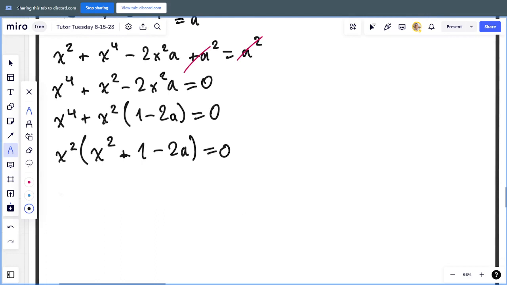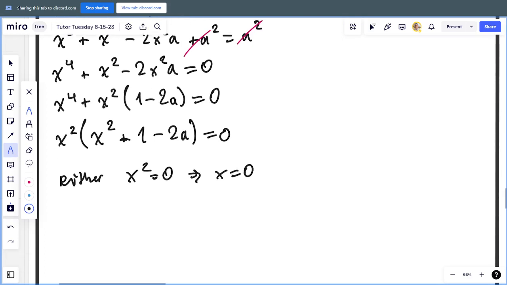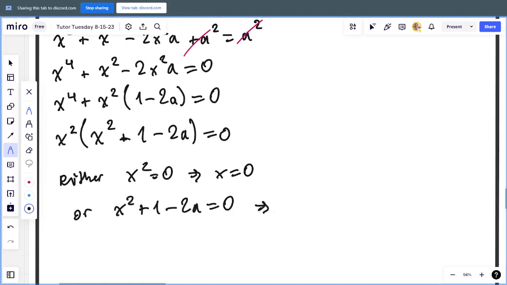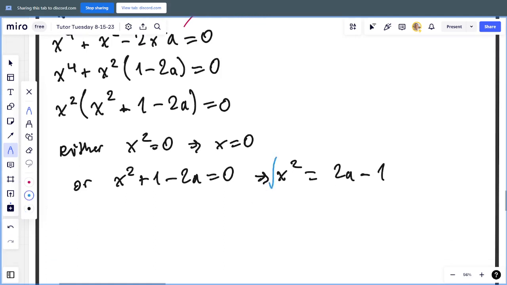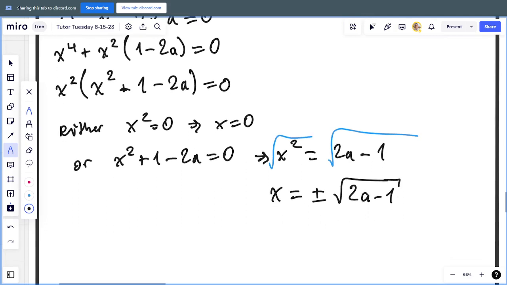Now the two options here are either x squared is equal to 0, which implies that x equals 0, or x squared plus 1 minus 2a equals 0, which implies that x squared is equal to 2a minus 1. And if I take the square root, that becomes x is equal to plus or minus the square root of 2a minus 1.